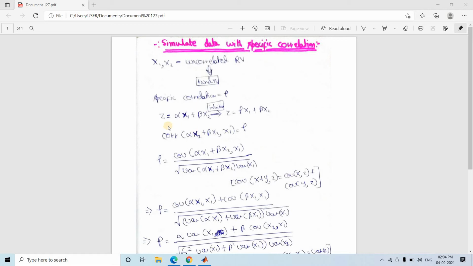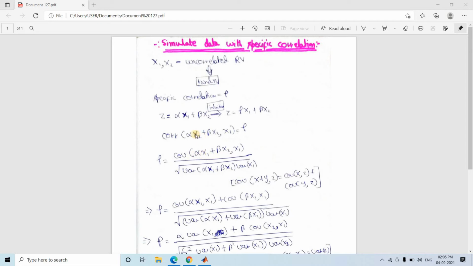The equation we have is the correlation of z with respect to x1. z is one random variable set, x1 is another, and among these two the correlation should be rho. That is what I have written here: correlation of alpha x1 plus beta x2, which is a linear combination of x1 and x2, two uncorrelated random variables, that is nothing but z, and the correlation of z with respect to x1 should be rho. Now what is the formula? Correlation of x comma y is covariance of x comma y divided by the square root of variance of x multiplied by variance of y. That is what we have put here.